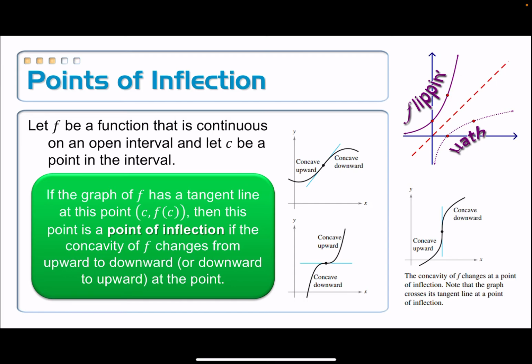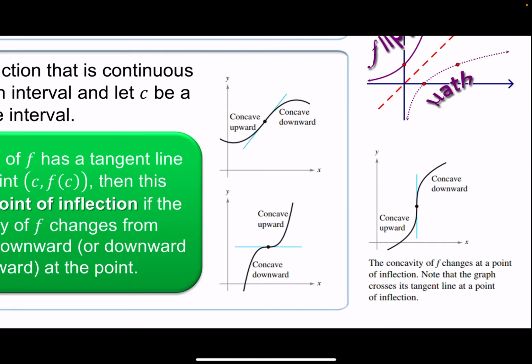So you can take a look at each one of these pictures here. Zoom in just a little bit. We have concave upward on the left-hand side, we have concave downward on the right-hand side, and we have a tangent line that does exist at that particular point. This is a point of inflection. Okay, over here on the bottom picture, concave downward on the left side, concave upward, we have a horizontal tangent line which exists. This is a point of inflection.